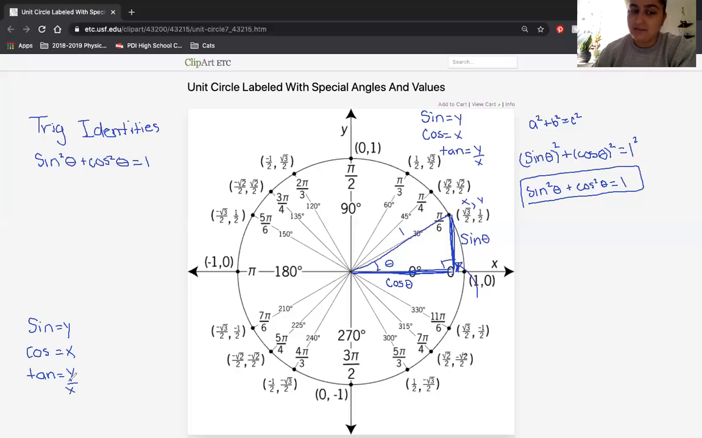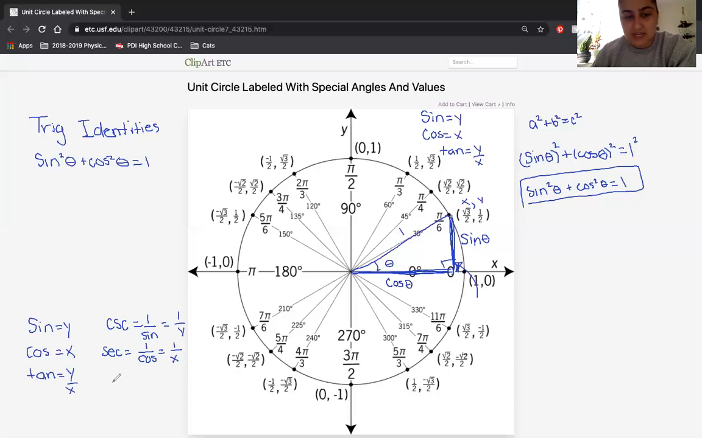But what you might not have learned is something called cosecant. And cosecant equals 1 over sine. And if sine is y, then this just equals 1 over y. We have secant, which equals 1 over cosine. And we know cosine is x, so 1 over x.